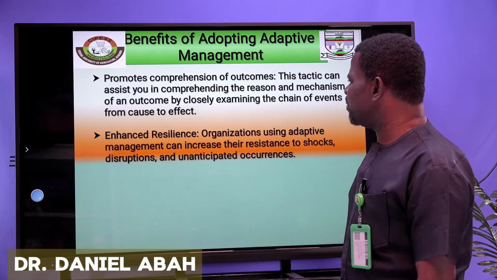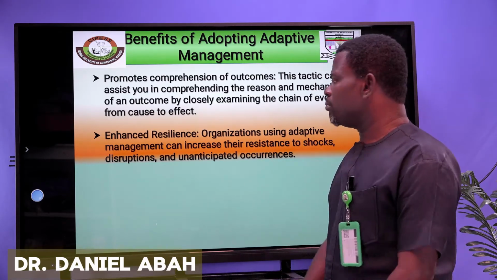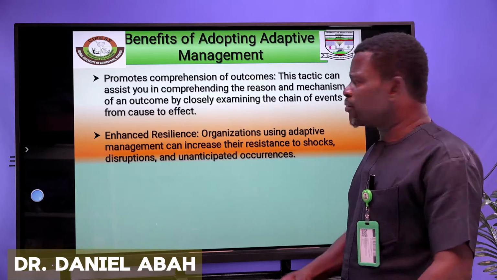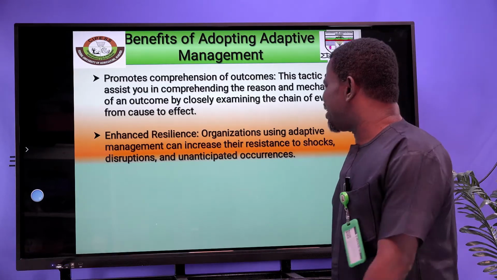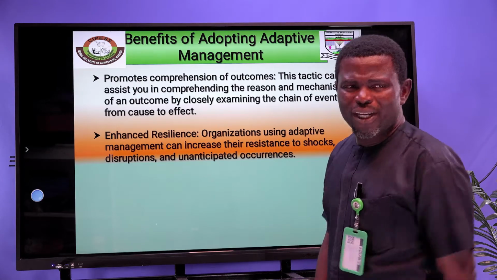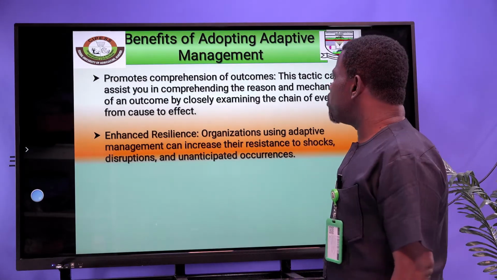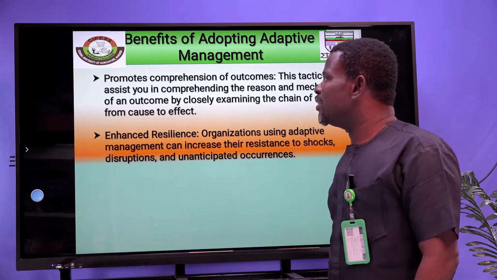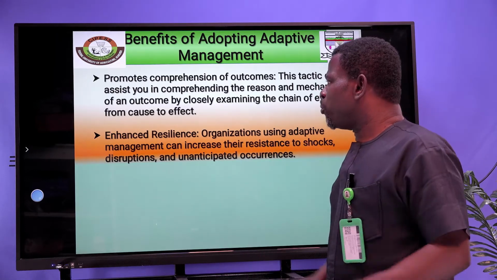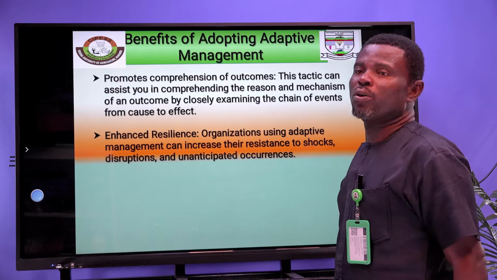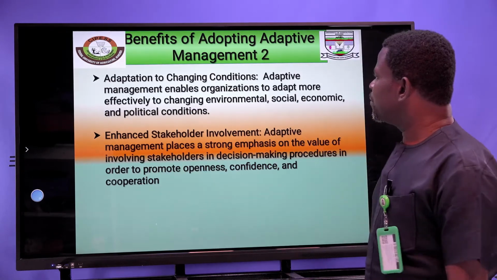Organizations using adaptive management can increase their resistance to shock, to disruption, and unanticipated occurrences. There are things that are occurring that we don't know, that we can't explain, but with the principle of adopting adaptive management, it's able to give opportunity to resist shock and adjust.